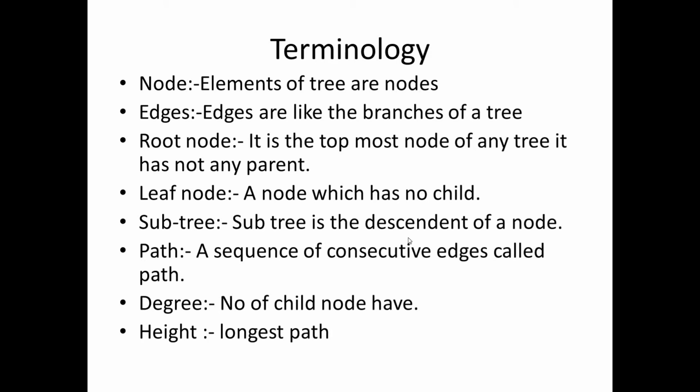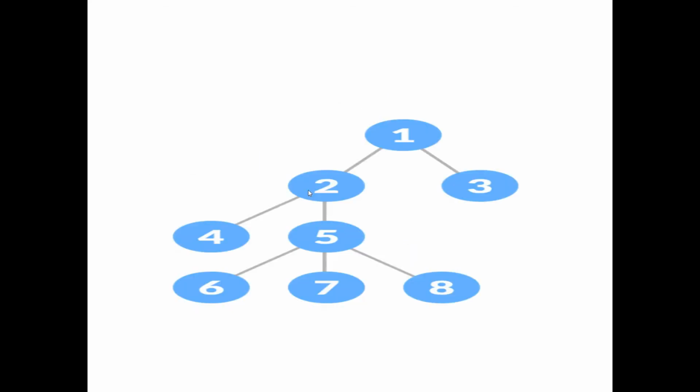Subtree. A subtree is the descendant of a node. Subtree means this is a subtree. This is one subtree. This is another subtree. Though it is just one node, obviously it is a tree. Yes, it is possible. There is only one node, but still it is a tree. It does not have any child. So this is a subtree. This is another subtree.